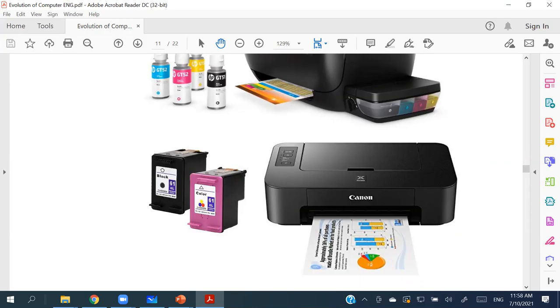But again, if you consider the number of outputs that you can take, if you do the calculation, a full page color printout from a cartridge based inkjet printer will cost you like 20 to 30 rupees. But if you take an output from an ink tank printer, it will cost you like 2 to 3 rupees, right? So it's a huge difference between ink tanks and cartridge inkjets.